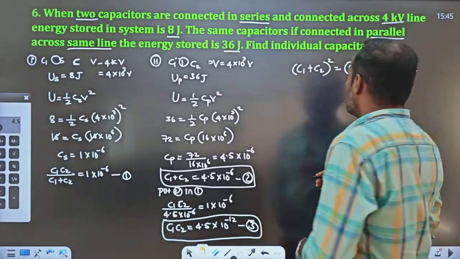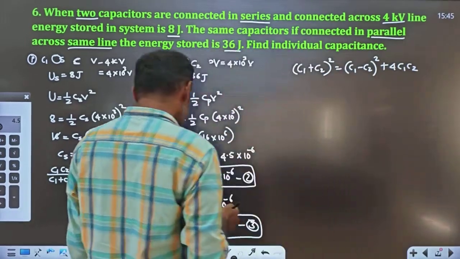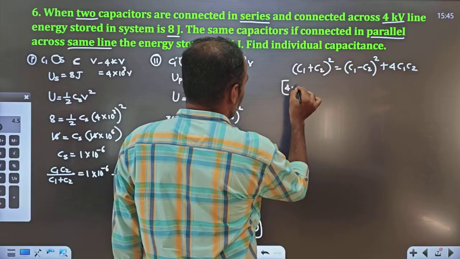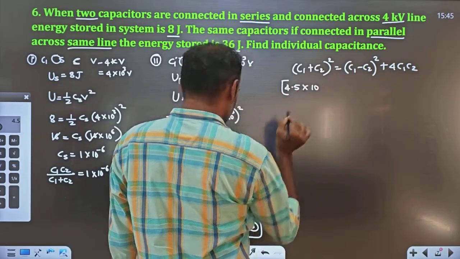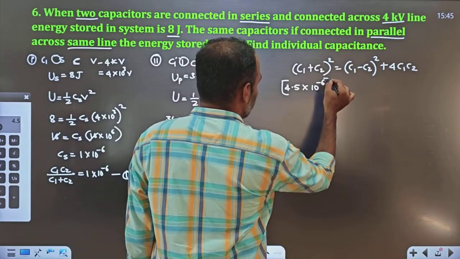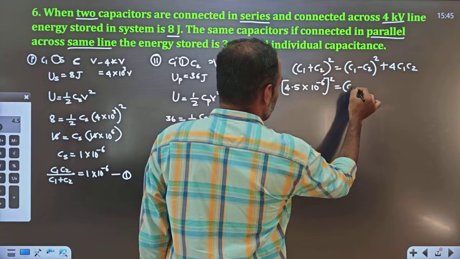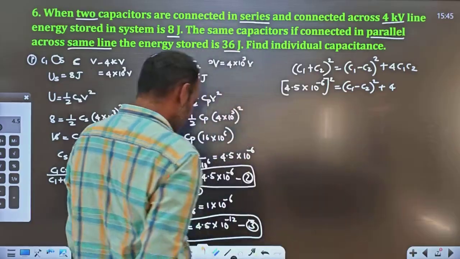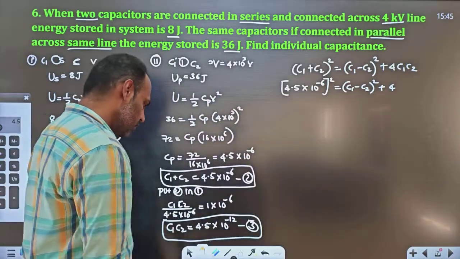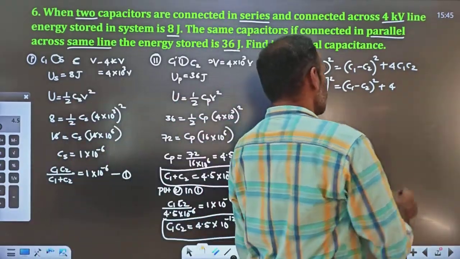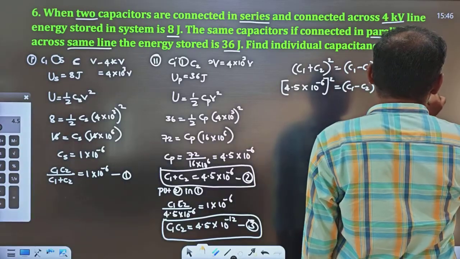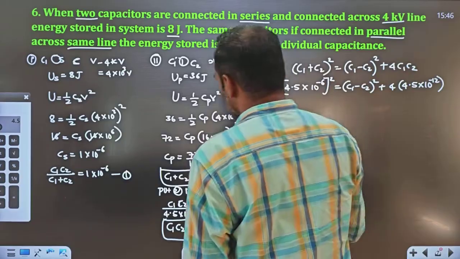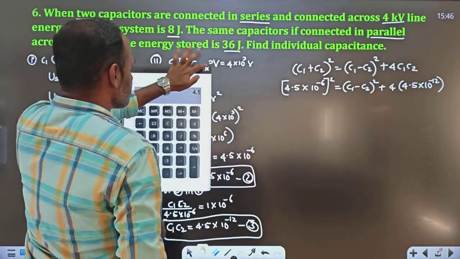Okay. So here, (C1 plus C2) whole square. The value of C1 plus C2 is 4.5 into 10 to the power minus 6, whole square, is equal to (C1 minus C2) whole square, since we don't know the value of C1 minus C2 we keep it as it is, plus 4 C1 into C2. The value of C1 into C2 is 4.5 into 10 to the power minus 12. Now you simplify this.